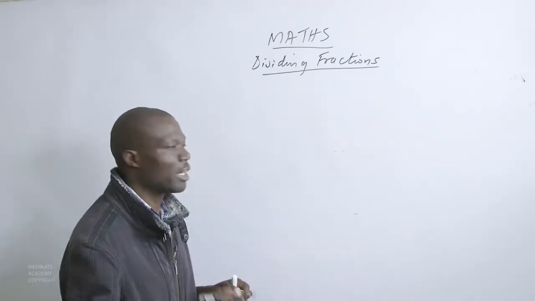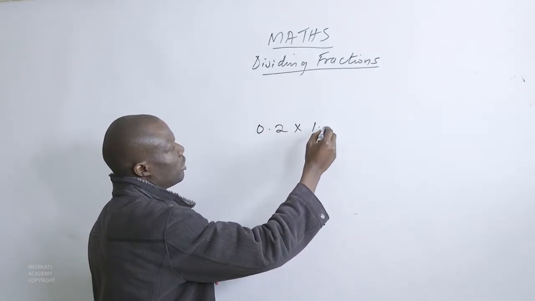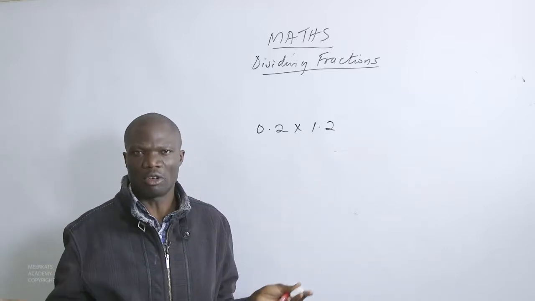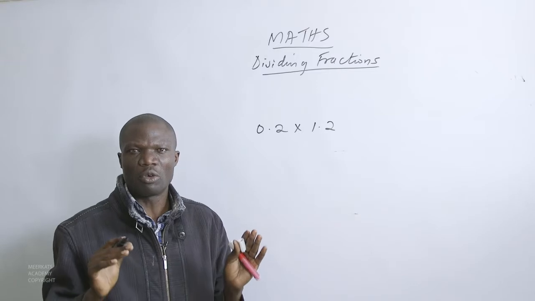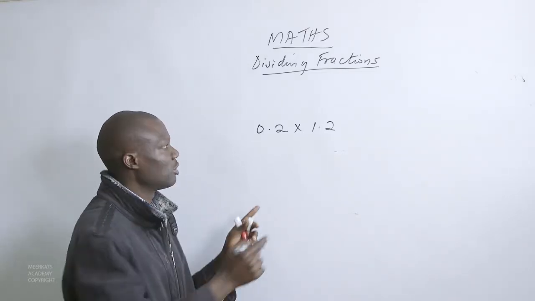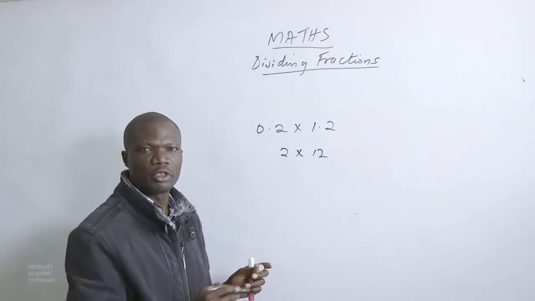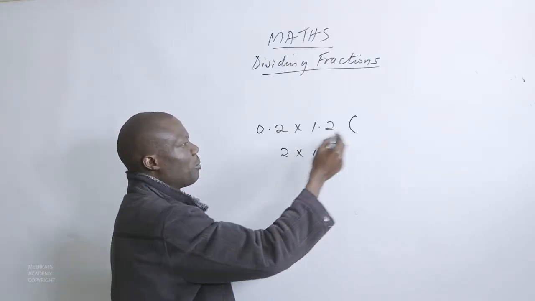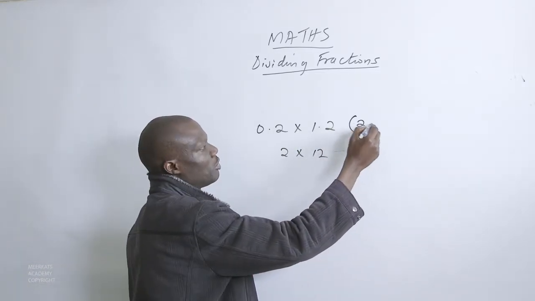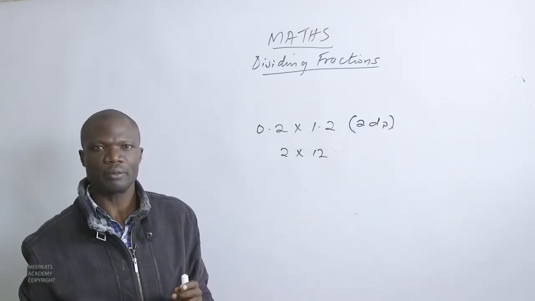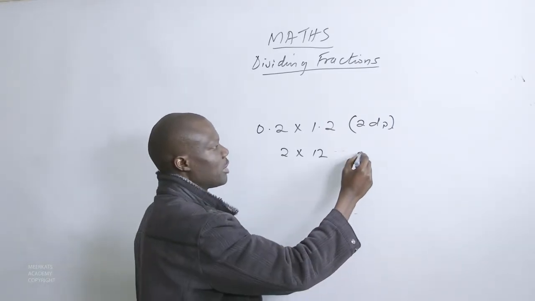For example, having a number like 0.2 multiplied by 1.2, these are all decimals. But we said that if we want to multiply decimals, we first assume and treat them as whole numbers. So this one will be treated as 2 multiplied by 12. So it's a whole number. But how many decimal places are there in our first question? This is 1, this is 2. So we have a total of 2 decimal places. So when you multiply this, 2 times 12, you'll get 24.